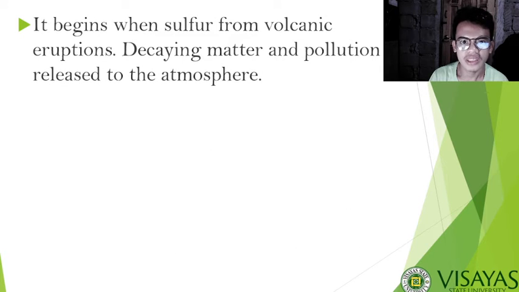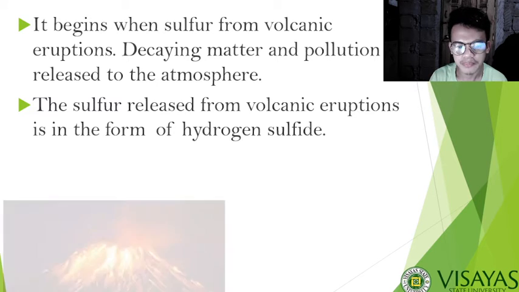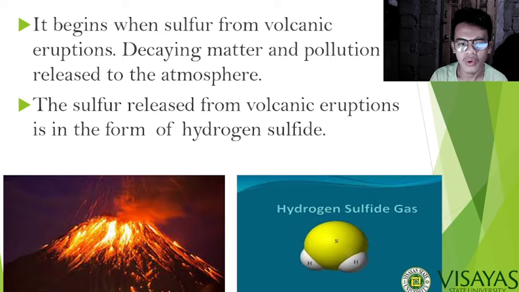The first stage of the sulfur cycle begins when sulfur from volcanic eruptions, decaying matter, and pollution is released to the atmosphere. The sulfur released from a volcanic eruption is in the form of hydrogen sulfide. This is a sample of a volcanic eruption, and this is when hydrogen and sulfur combine, called hydrogen sulfide gas.